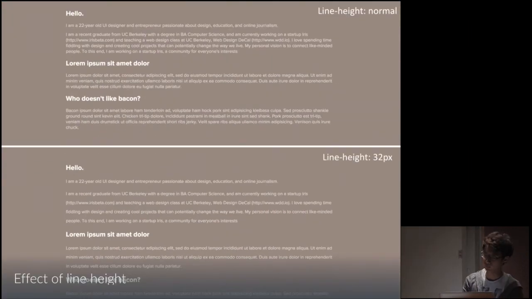An effect would be something like this. On the top, we have no line height applied. You notice how the sentences are next to each other. It's kind of hard to read. Versus on the bottom, we have a line height of 32 pixels. By the way, the font size is 16 pixels. So in this case, I used double the font size. And notice that it's a lot easier to read now that there's spacing between each line.